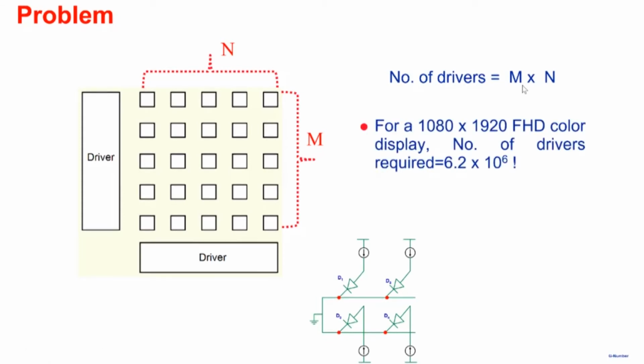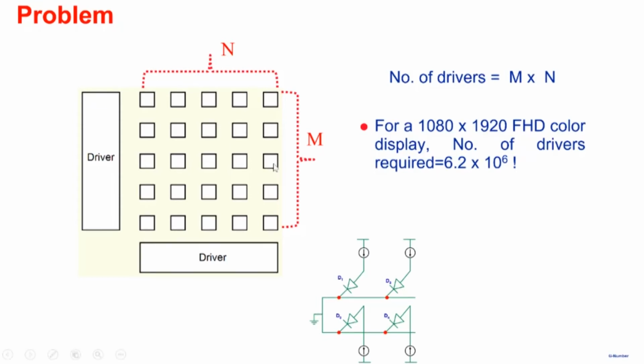So let's look at a display that all of you would like to have on your mobile, a high definition, full HD color display. So there are 1080 rows, so m is 1080, and 1920 is the number of columns. And each one of them is a pixel, and each one of them will consist of a red, green, and blue, right? So the total number of external connections that have to come to the driver, if you multiply them, is 1080 into 1920 multiplied by 3, because in each pixel there are 3 individual LEDs, red, green, and blue.